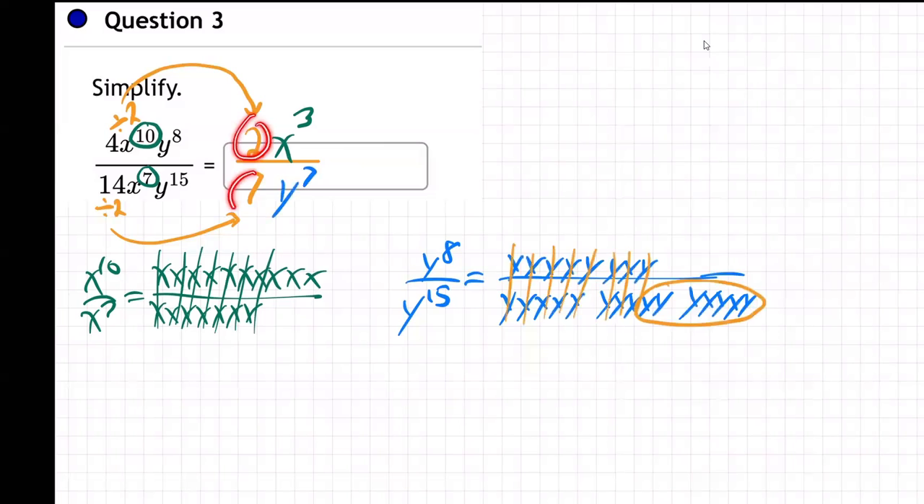We're left with a 2 over 7 because we reduced 4 over 14 divided top and bottom by 2. Subtracted the powers. The higher power of x was on the top. Leftover x's on the top. Higher power of y's was on the bottom. Leftover y's on the bottom. And there we go. There's our answer.